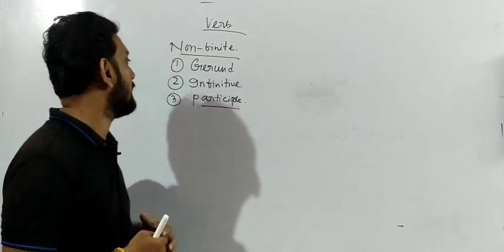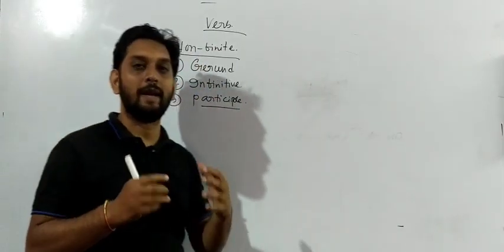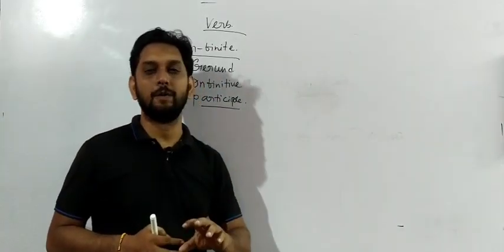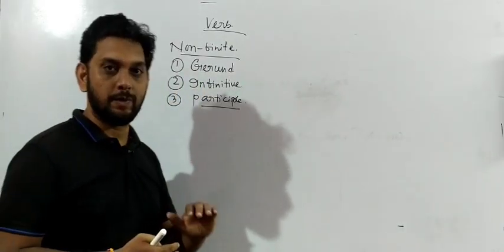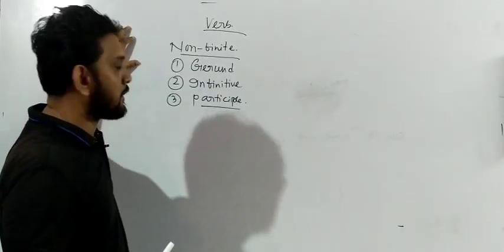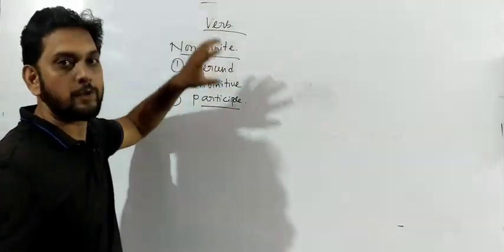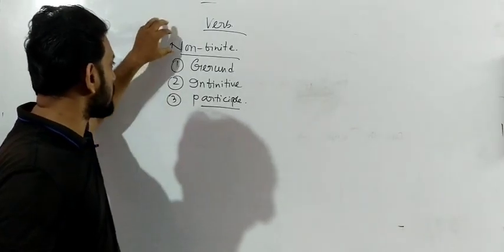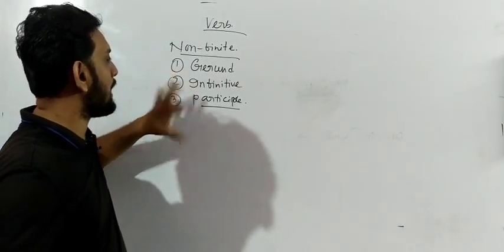You see what I have written over here: non-finite verb. Non-finite verb is a part of a verb. What I said? Non-finite verb is part of verb. Finite verb is also part of this verb. Helping verb is also part of this verb. Types of this verb. Very good. So non-finite verb has been divided into three: gerund, infinitive, participle.